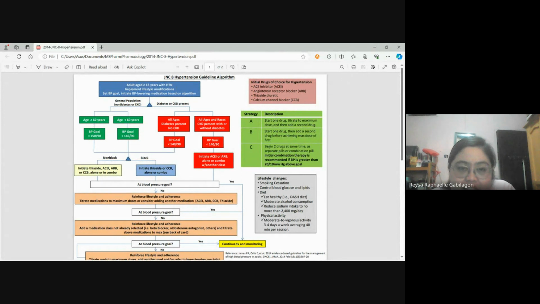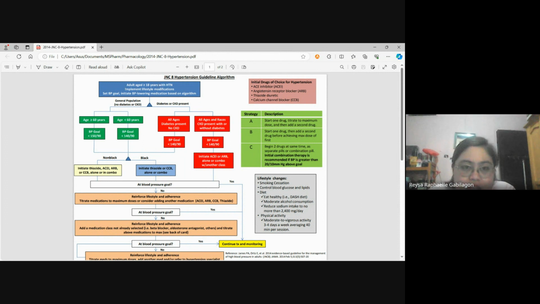We have here the JNC8 hypertension guideline algorithm. So ito yung mga initial drugs. So hindi na ako mag-isa-isa sa kanila ha since that these are all being reported already. So we have here initial drugs of choice for our hypertension. We have the ACE inhibitors, the ARBs, the thiazide diuretics, and the calcium channel blockers. So this algorithm is used for adults aged 18 years and above with hypertension.